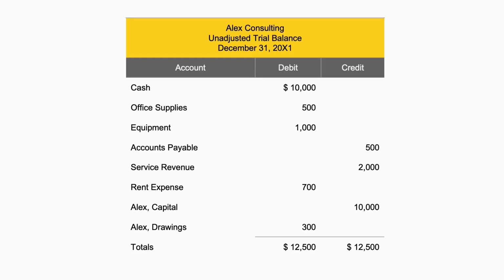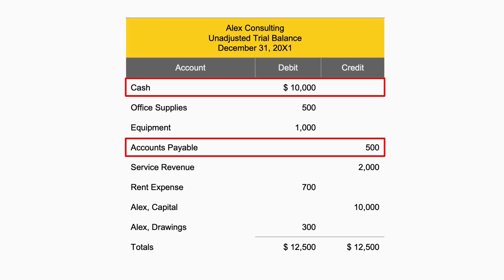Let's assume we've posted all the transactions from the examples in our previous videos to the ledger accounts. After determining the ending balances of those accounts, we can prepare a trial balance like this. As you can see here, cash has an ending debit balance of 10,000, and accounts payable has a credit balance of 500. These amounts came from the ledger accounts I showed earlier, and all the other account balances would of course come from the ending balances of each account too.